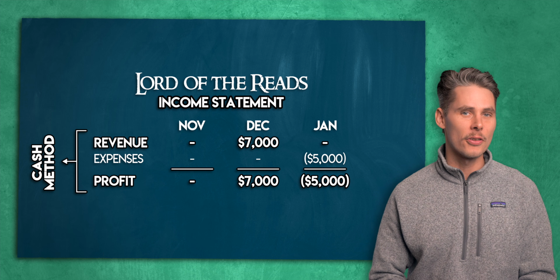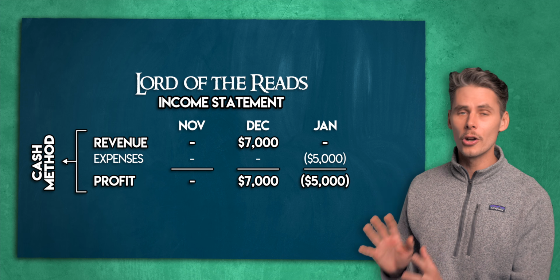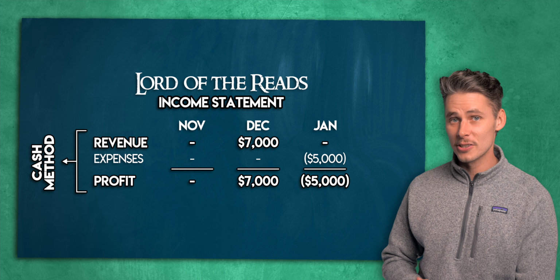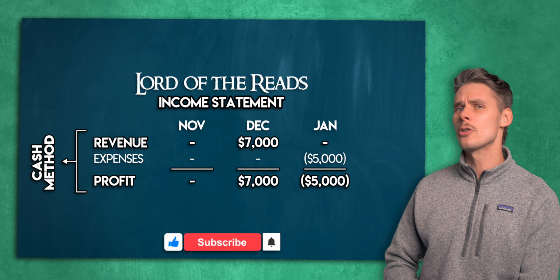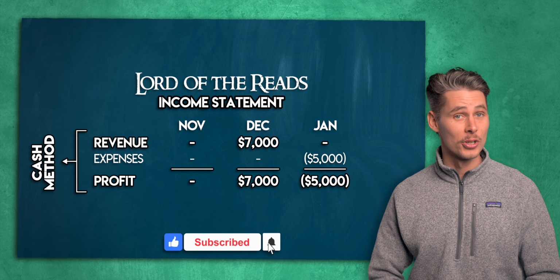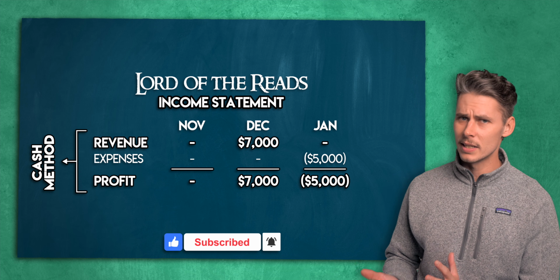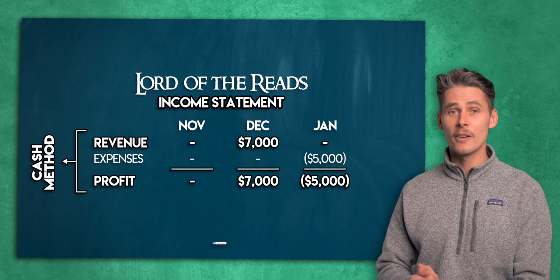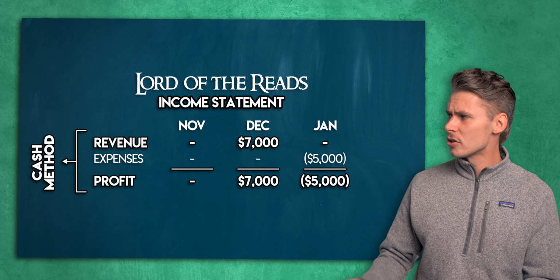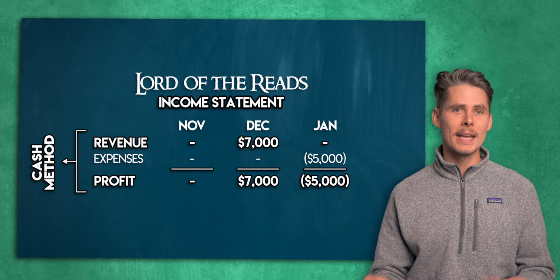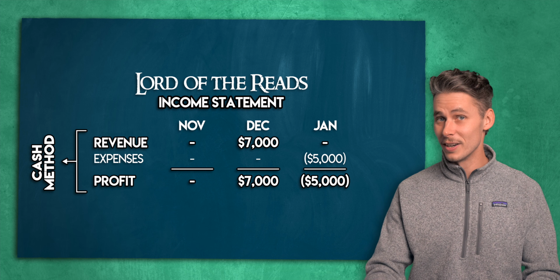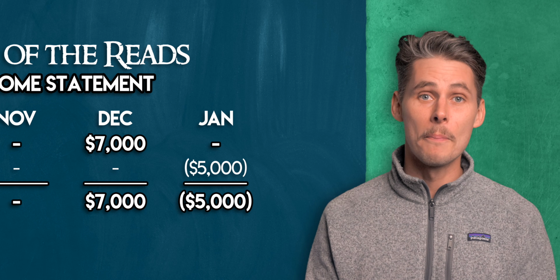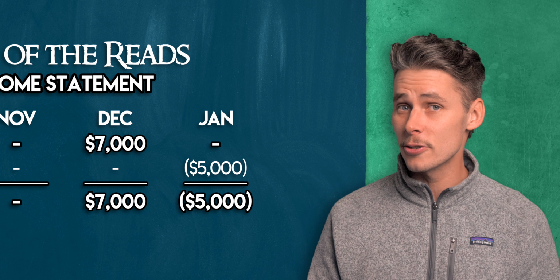So you see, the cash method is pretty easy to use, but look at what the income statement is telling us. December appears to be a cracker of a month with $7,000 in profit, but January is not looking so hot. There's a loss of $5,000. But nothing unusual happened in January. We just paid a bill for the inventory that we'd already sold. So, is there a better way to record these transactions?